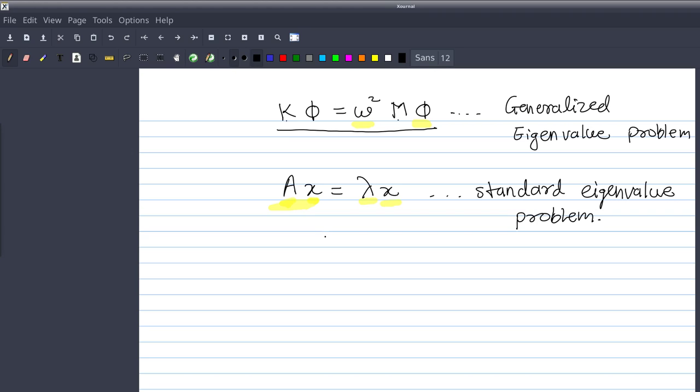So far you have learned one basic method. Can anyone just elaborate that briefly? What is the procedure for solving an eigenvalue problem? Anybody remembers?